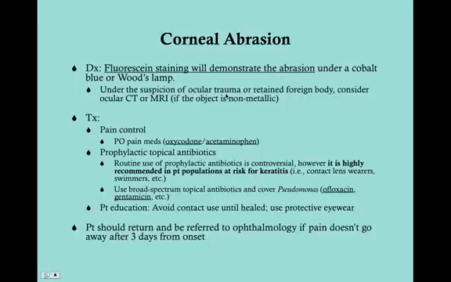If the foreign body looks very superficial, you can try to wash it out with some saline. If that's not successful, you can apply some anesthetic and try to get it out with a cotton tip applicator. Anything deeper than that, you need to send off to an ophthalmologist.